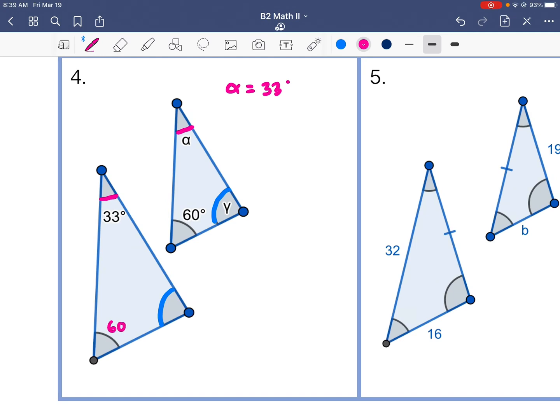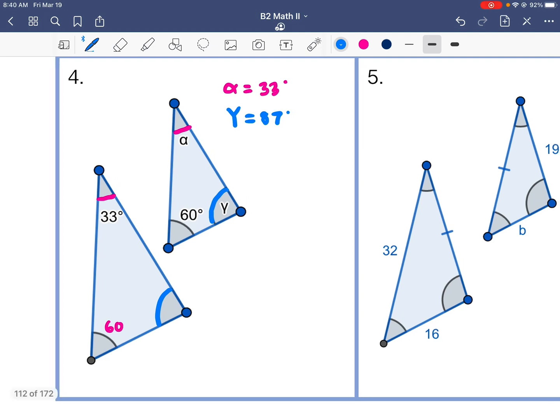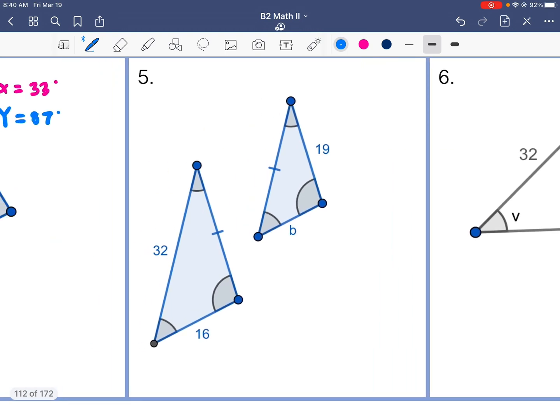So if we have 60 here and 33, we take those two things away from 180. And I got 87 for y. So we're just using our skills to figure out what that missing angle is, because we have 2 out of the 3 angles between the two triangles. So those are our missing values.